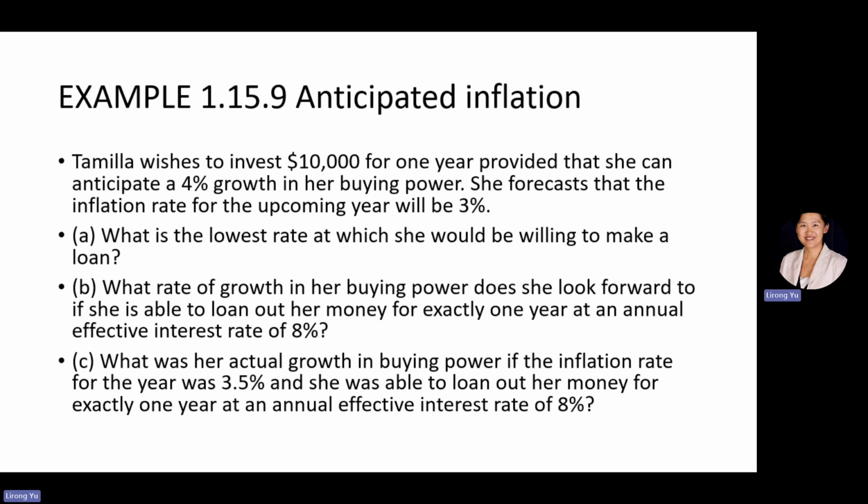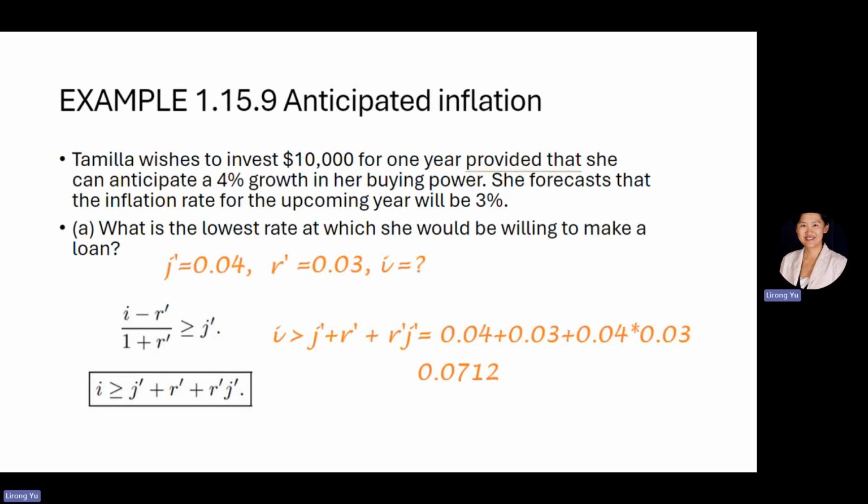So as we're reading through the question, it's most important to understand what's being asked and what can be calculated. All right, so we're going to look at the solution one by one. As for A, we have the anticipated growth in her buying power, which is essentially J, and then the inflation, which is R, that's 0.03. And then we want to know the lowest rate, which is I. In this question, you see these are the two formulas from the previous page. You have to identify which formula applies when we're solving this question.